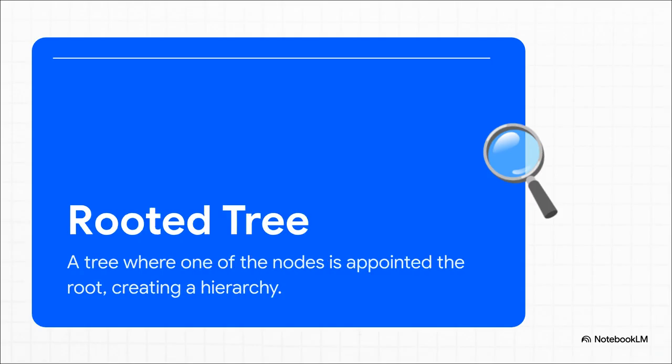So a plain old tree is fine, but we can make it way more useful by rooting it. All you do is pick any node you want and call it the root. And just like that, you've created a hierarchy. It's like picking the great-great-grandparent at the top of a family tree. Suddenly, everything flows down from that one single point.